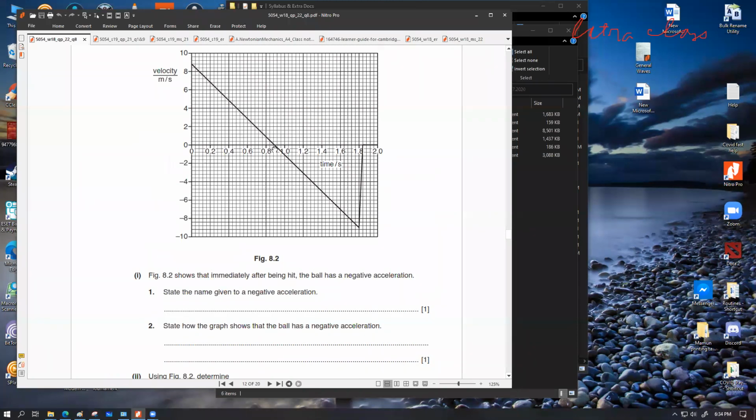Do you understand this? At this time frame the ball is at the highest point of its motion. Do you understand this? Yes, sir.